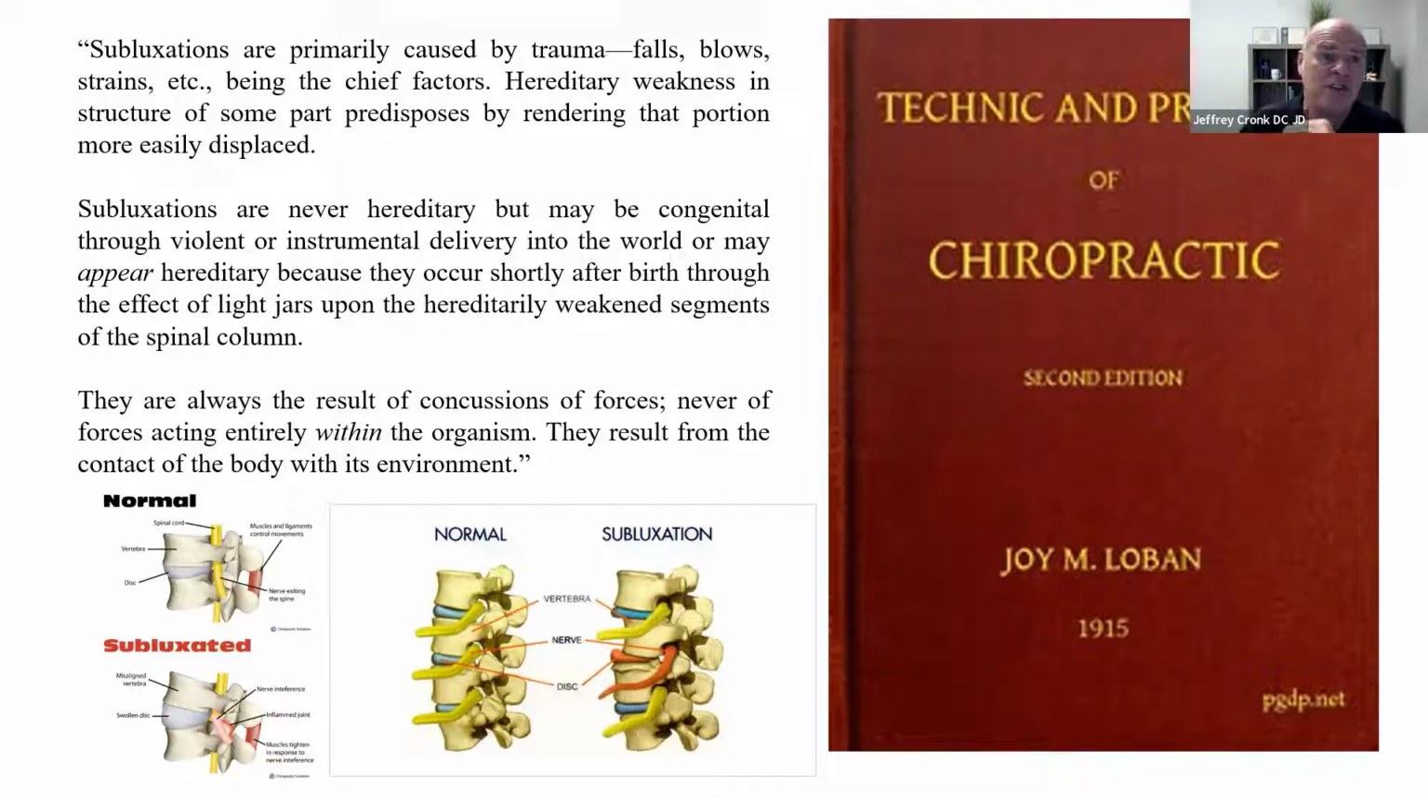The truth of the matter is that this thing in 1915 was known to be caused by trauma. Falls, blows, strains being the chief factors. Hereditary weakness in the structure of some part predisposed by rendering that portion more easily displaced. Subluxations are never hereditary, but may be congenital through violent or instrumental delivery into the world, or may appear hereditary because they occurred shortly after birth through the effect of slight jars upon the hereditarily weakened segments of the spinal column. They are always the result of concussive forces, never of forces acting entirely within the organism. They result from the contact of the body with its environment. They knew that in 1915, right?